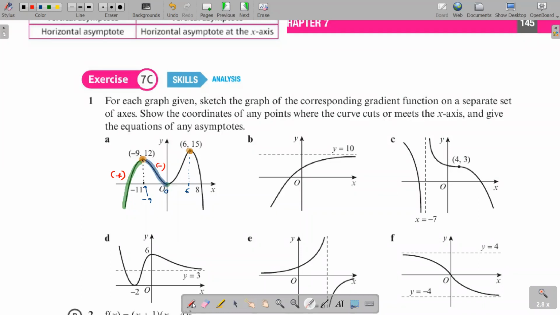Are you with me? And then for the next part of the graph, when you're turning and going up here, is the gradient positive or negative? When you're moving up, the gradient is positive. Do you agree? The next part, after 6, you can see the graph is falling down, which means the gradient is negative. Are you all with me?